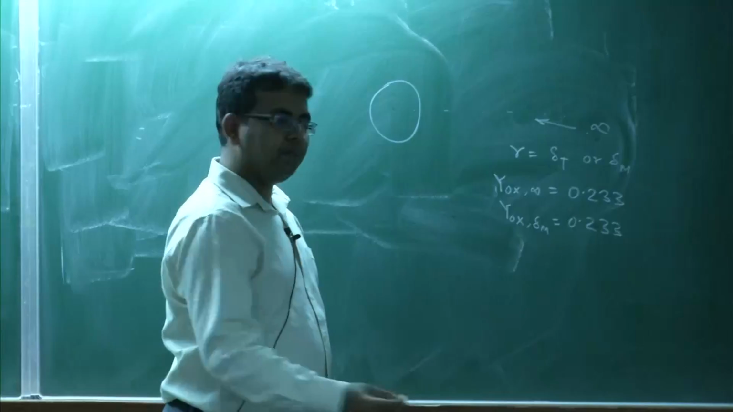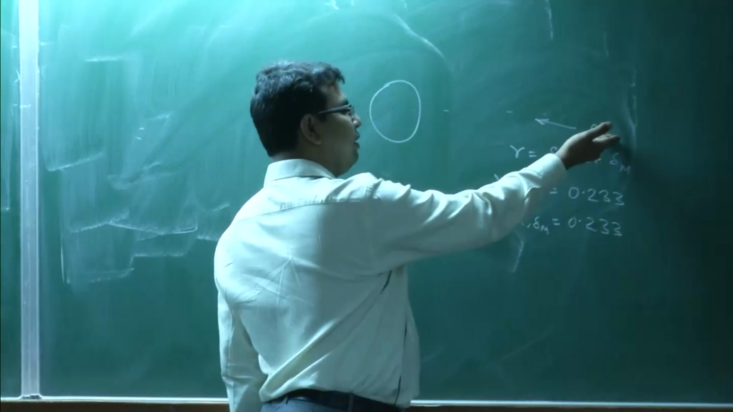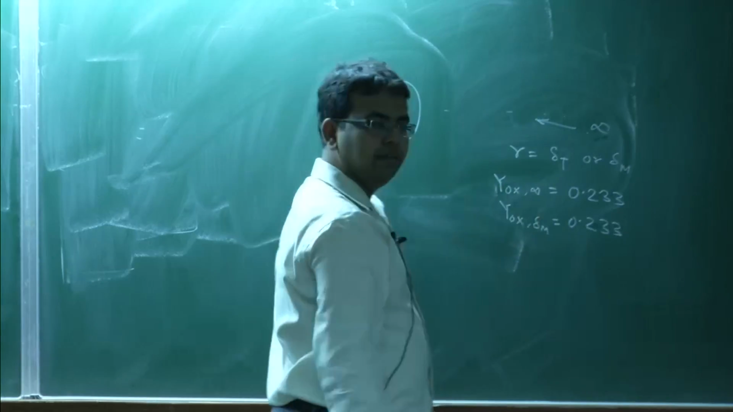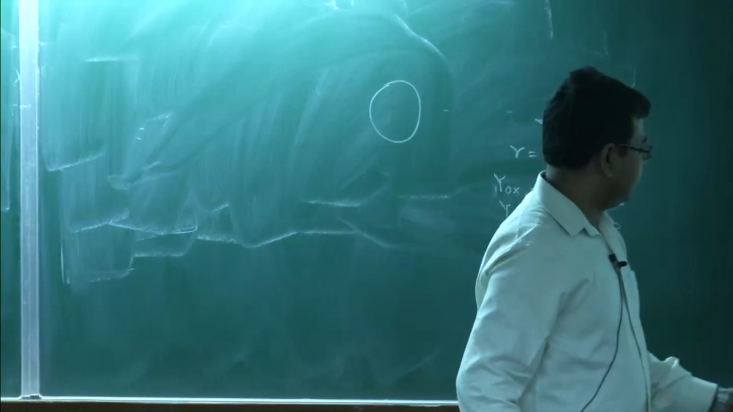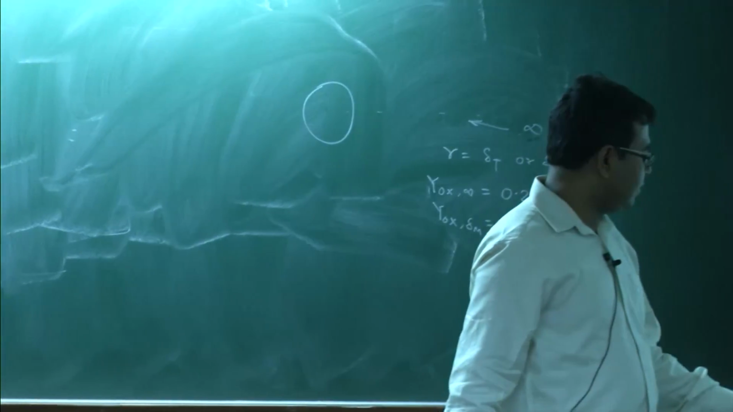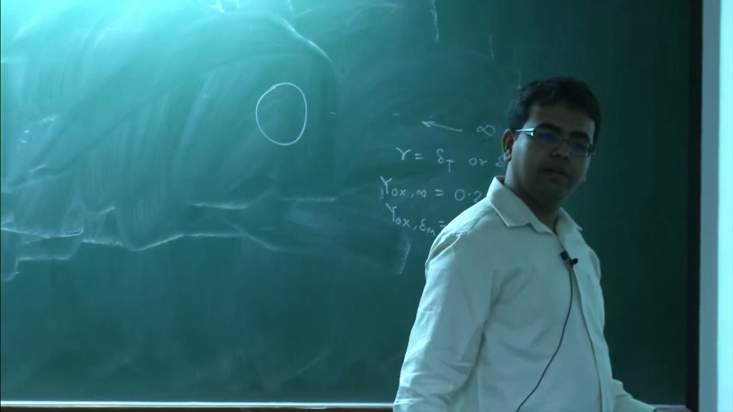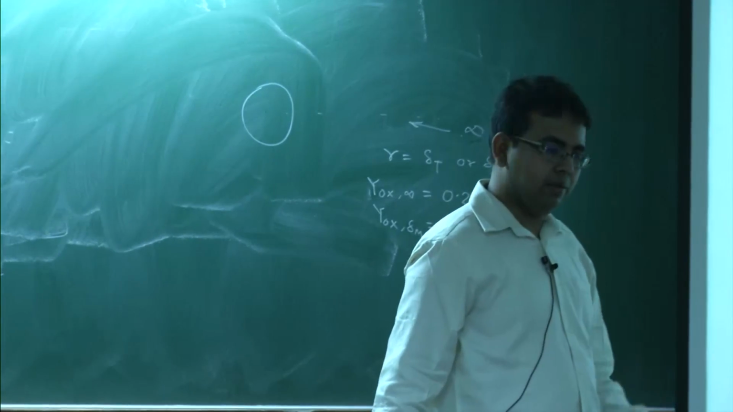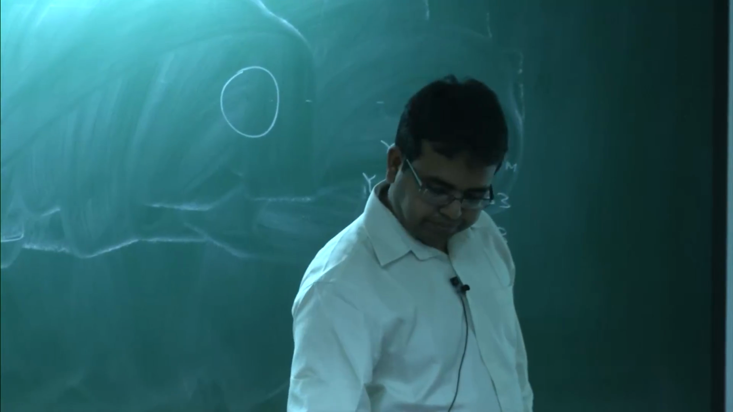So the effect of the convection is that infinity has shifted towards the droplet, and it is now occurring at the film radius. That is delta t or delta m, and we have a relationship like this, in terms of the Nusselt number for the thermal radius and the Sherwood number, Sh, is the Sherwood number.